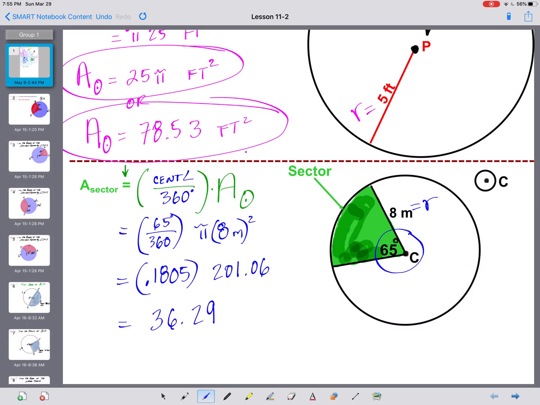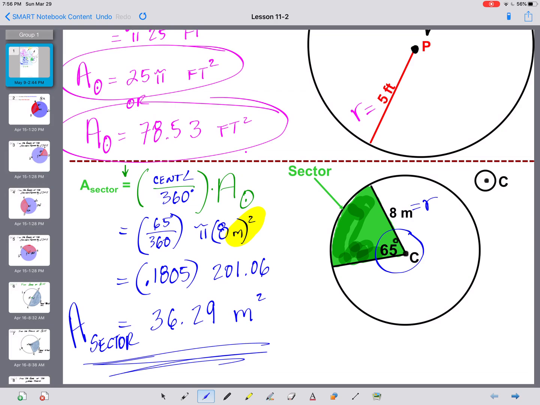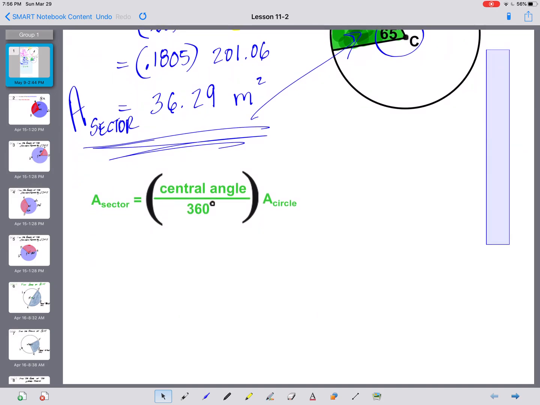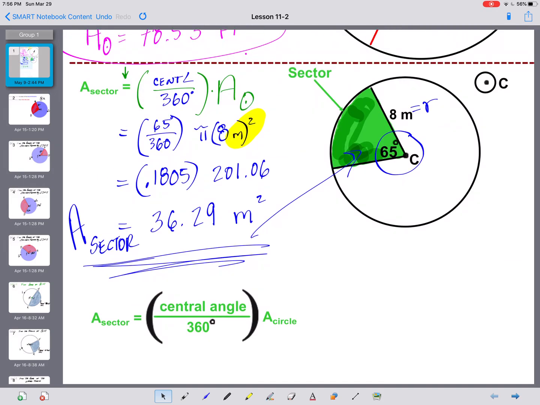36.29. Now, what are our units? Remember, right here, the meters were squared, so yeah, that's what we got. It is area. It's the area of that sector. That's the area of the piece of the pie. Boom, right there. Okay, we just have one more problem to look at. That's all on that page. Let's go right here.